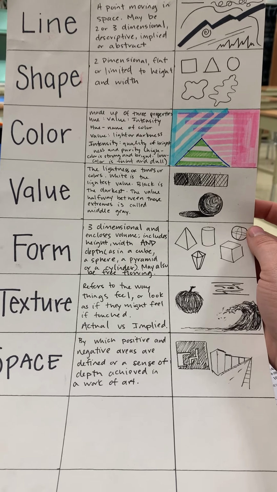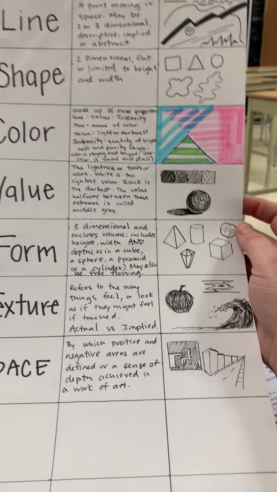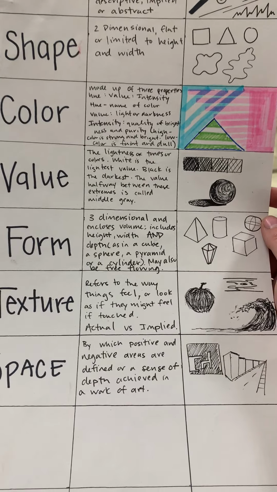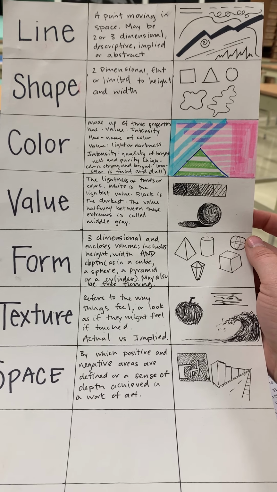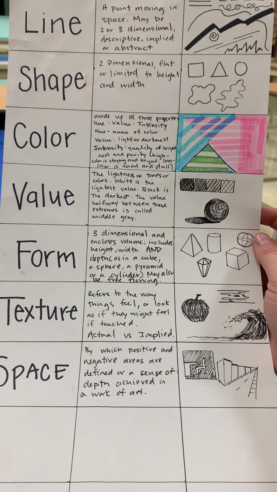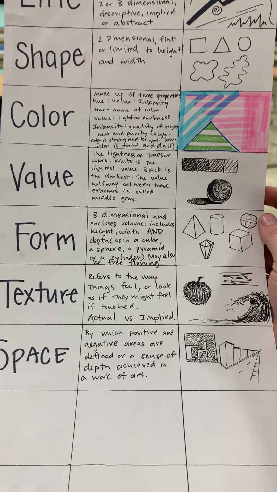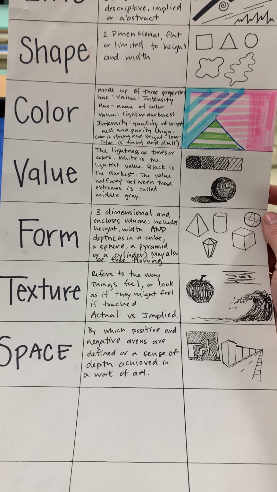Value is just the lightness or darkness of tones. So I had them create a value scale with a little example. Form is basically like a shape, but now it's 3-dimensional, so it includes both your height, your width, and now your depth as well. So these would be more things like pyramids and cones or spheres or cubes.